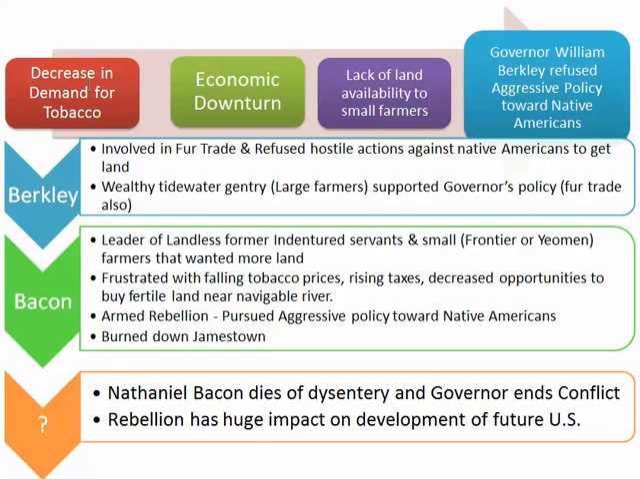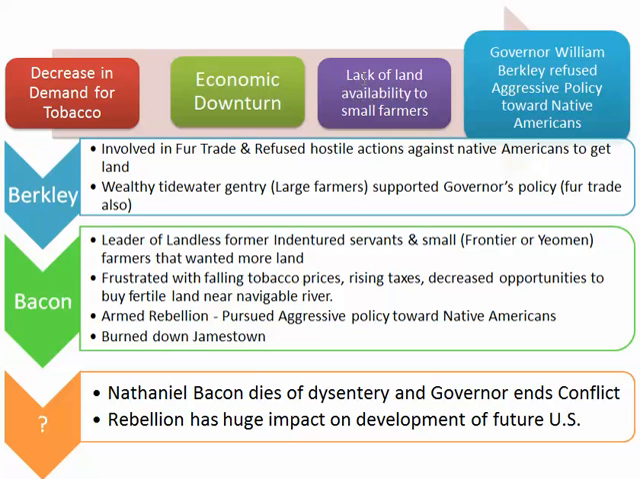There was a decrease in demand for tobacco. So if we went back to our tobacco chart and saw a dip in that chart, we would see that there was a short spike downward, so demand in Europe for tobacco had decreased. There was an economic downturn, a brief recession.